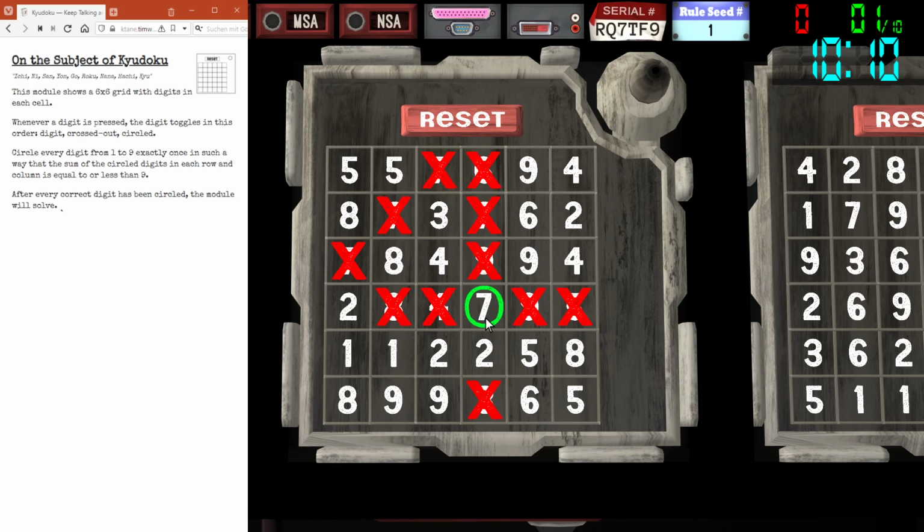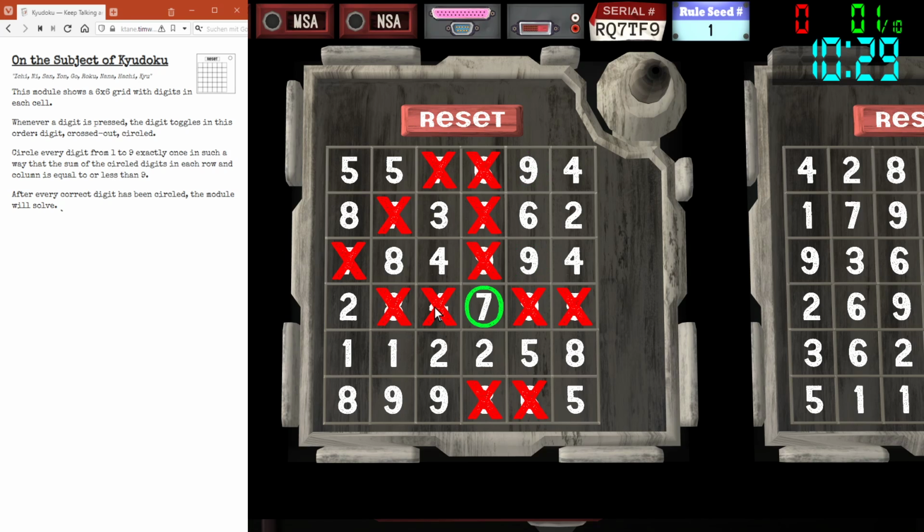Now, what can we do now? I see that we have this 9, this 9, this 9, and this 9. They all have a common cross point, which is this 6. So if this 6 were true, we would kill every 9, so the 6 is false.